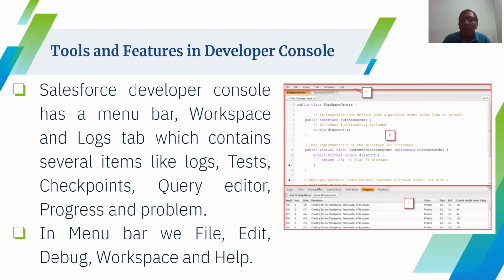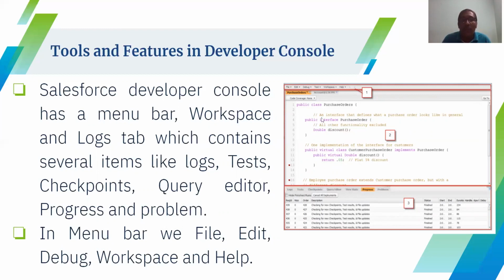So we have the workspaces, and then we have a log tab. This is a log tab, and then we have test, and then we have checkpoint, and then we have query editor. There we can enter our query and we can check the queries. And progress and the problem. So everything is there in the menu bar.